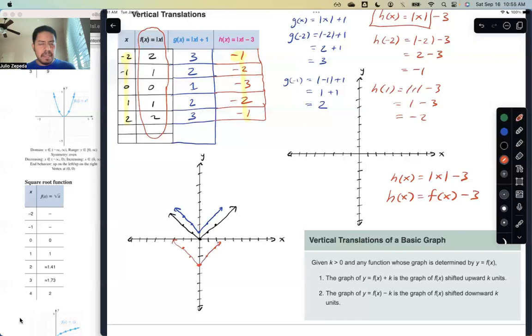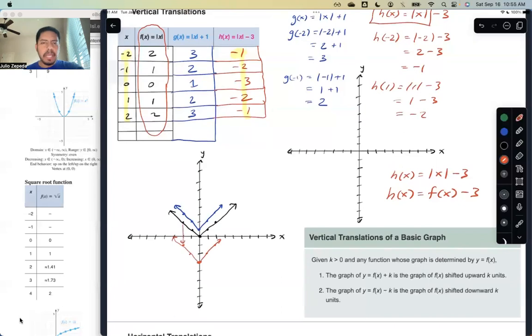These are just sketches, but how do these compare? If you look at two corresponding points, it's just the function f of x in black, but the red one is 3 units lower. Okay, so you can see here in this green box, we have it worded a little more technically. If k is a positive number, and any function whose graph is determined by f of x, the graph y equals f of x plus k is going to be just f of x shifted k units upward.